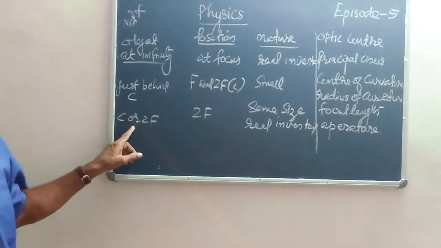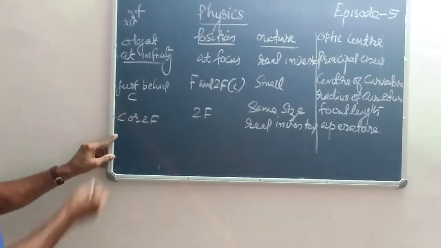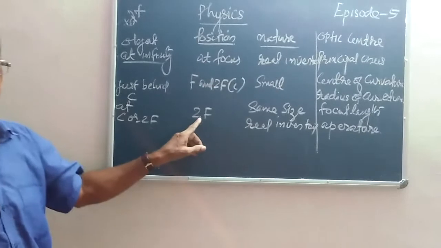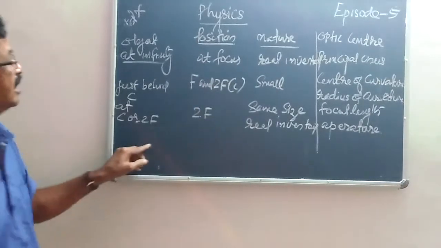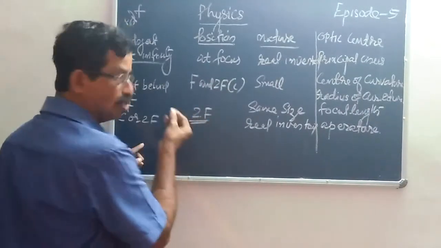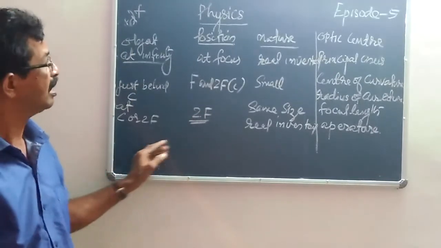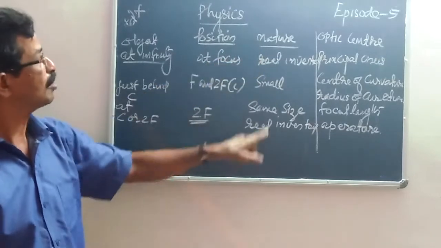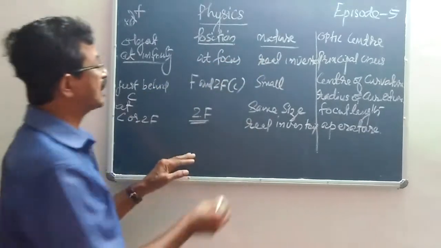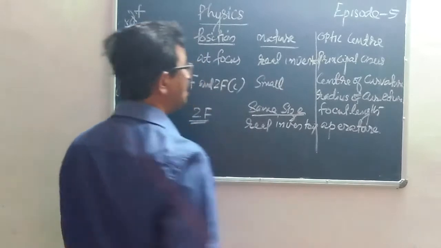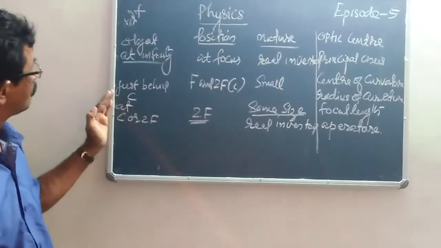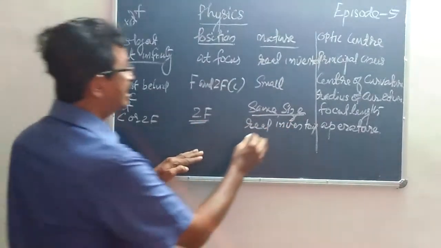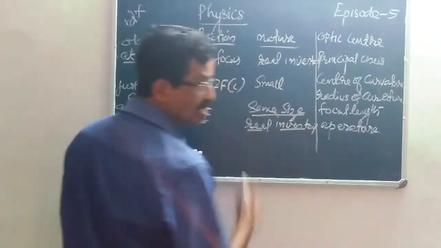Where do we place the object now? Object at C or at 2F. Then where do we get the image? The image is obtained at 2F on the other side, not on the same side, on the other side of the lens. What are the other properties of that image? The image is of the same size. That means if the object is 2 cm in height, then the image is also 2 cm. Then it is real, inverted.